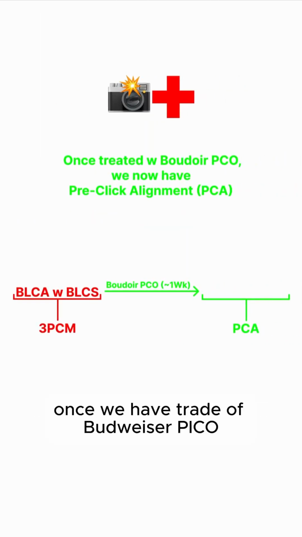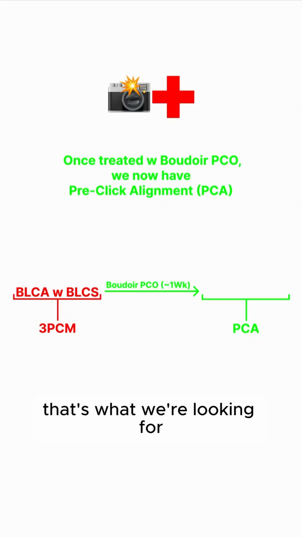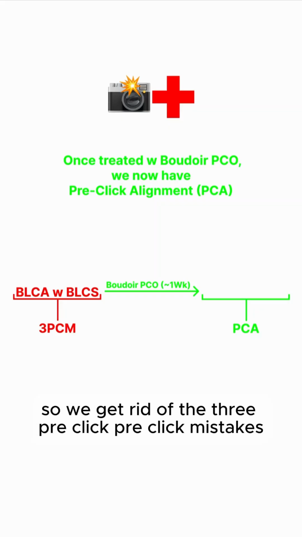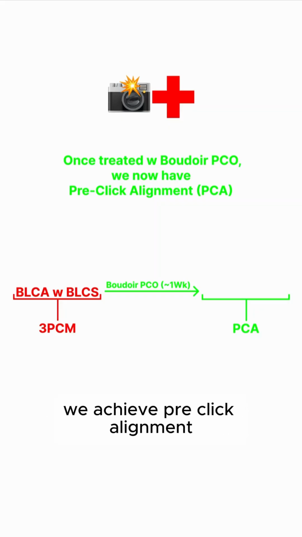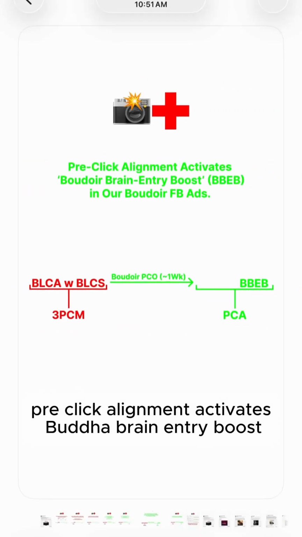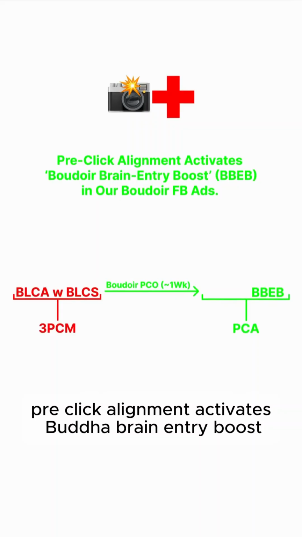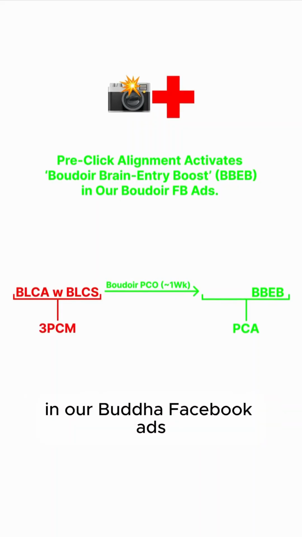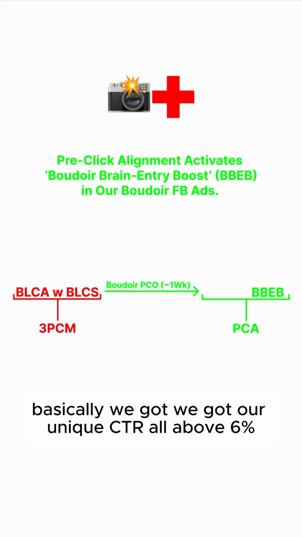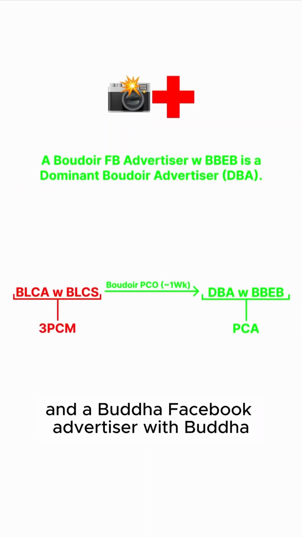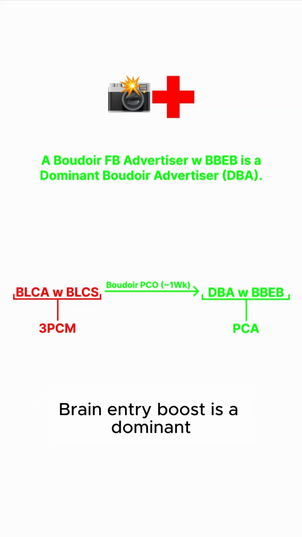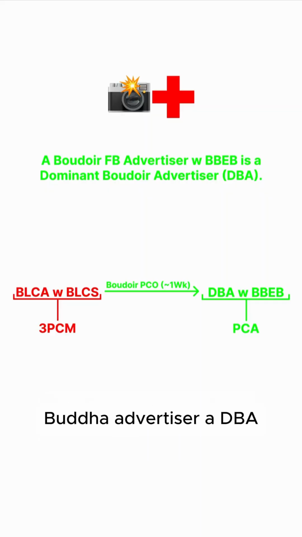Once we have treated with boudoir PICO, we now have pre-click alignment, PCA. That's what we're looking for. So we get rid of the 3 pre-click mistakes, we achieve pre-click alignment. Now, pre-click alignment activates boudoir brain entry boost in our boudoir Facebook ads. Basically, we've got our unique CTR above 6%. And a boudoir Facebook advertiser with boudoir brain entry boost is a dominant boudoir advertiser, a DBA. This is our full universe here.